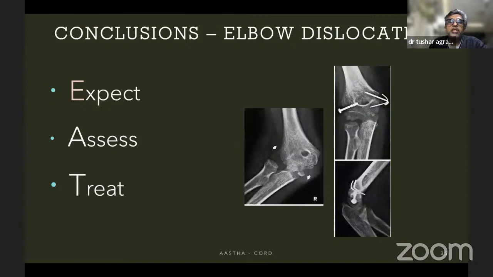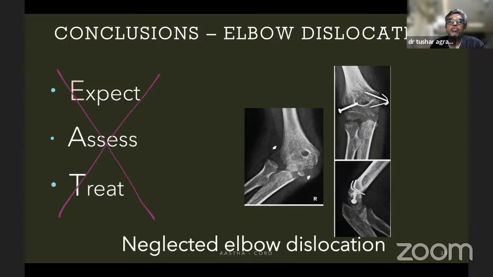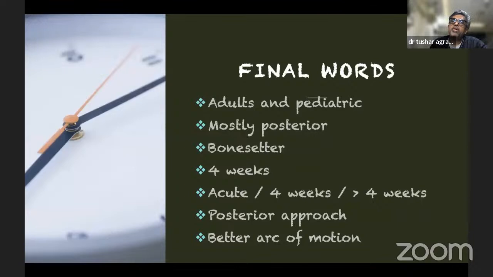So you should expect that patients can get elbow dislocation with concomitant fractures, assess and treat adequately. If you fail, then it will become like a neglected elbow dislocation, which we have seen can happen to both adults and children. They are mostly posterolateral. Ask for a distinct history of having visited the bone setter.